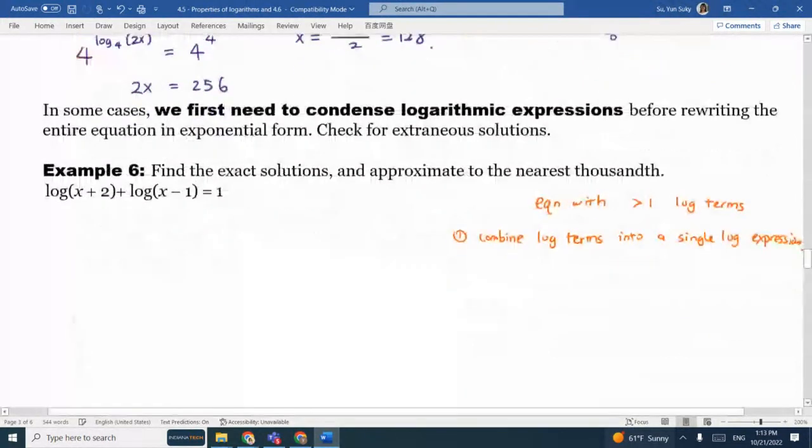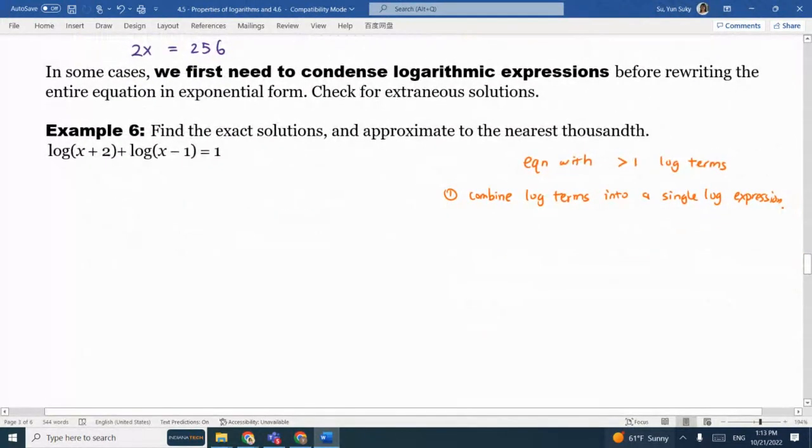Okay, that's why what we learned in 4.5 is very important, right? If you have the sum of 2 logs, you can combine them and get the log of the product. If you have the subtraction of 2 logs, you can combine them and get the log of a quotient, right, everybody? And if you see some power in front of the log, you can move the power on top, right, everybody?